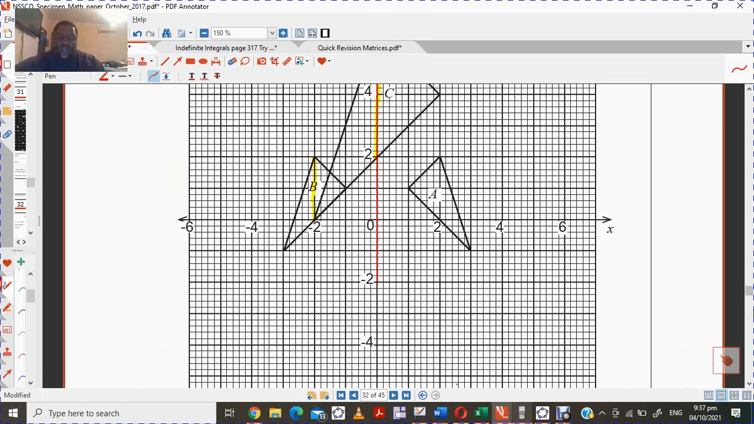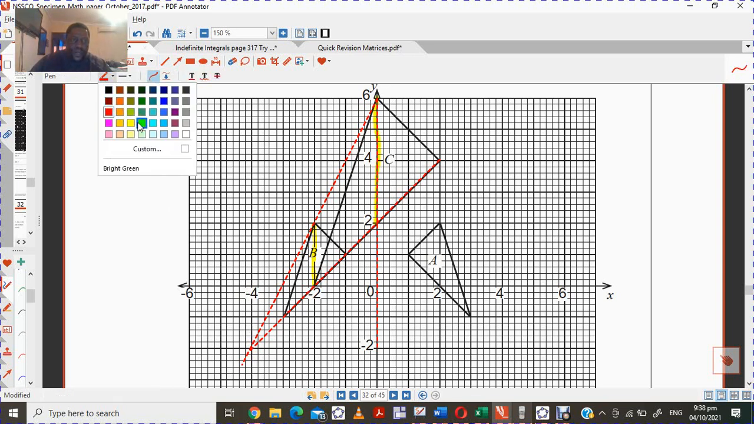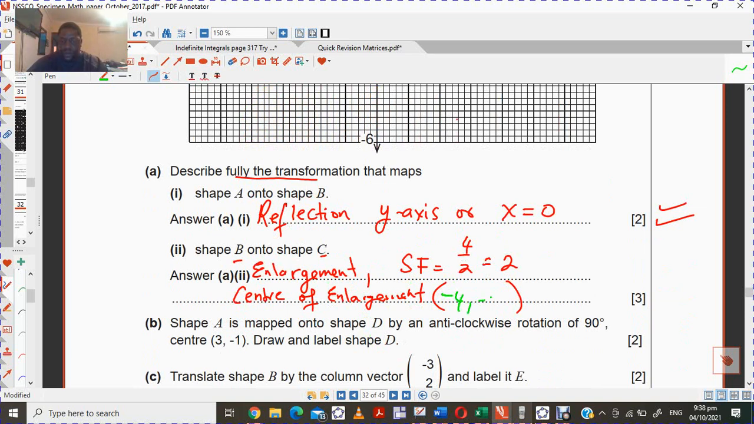In order for me to find the center of enlargement, I will have to draw a straight line. I join this point with the corresponding point. I'll probably join this point with its corresponding point. It's a little bit out, so let's have that line drawn nicely. It's also on top of that one. I hope you see that the center of enlargement is exactly here, which is -4, comma, -2. Can you see that? So the center of enlargement is -4, comma, -2. Doing that gives you the 3 marks.